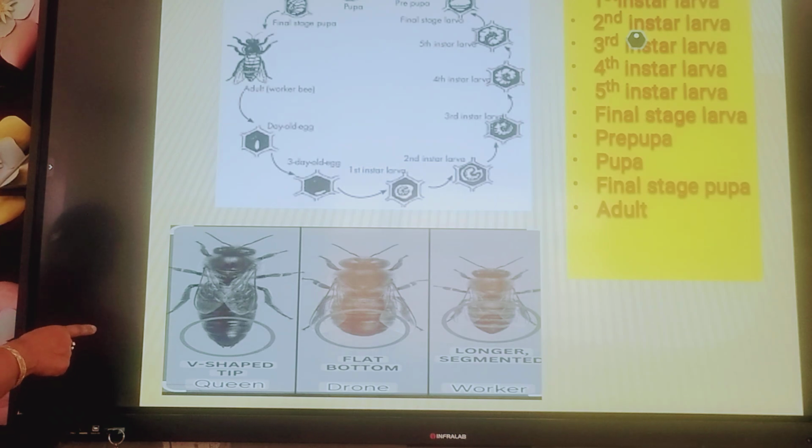And you have seen here, this is a diagram showing the V-shaped tip in the queen. If you see its morphological structure, the flat bottom of the drone and the longer segmented portion of the worker. So this is the whole life cycle. Generally the life cycle is complete with egg, larva, pupa and adult. But in its larva stage there are 5 stages, so it molts 5 times. So first, second, third, fourth and fifth instar.